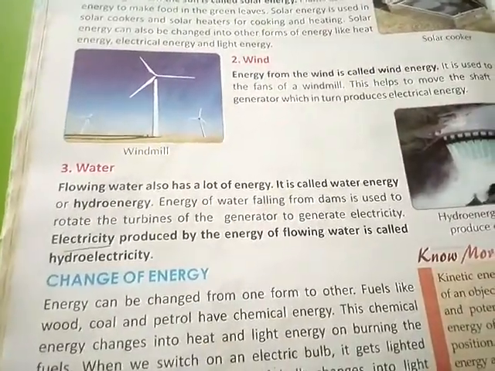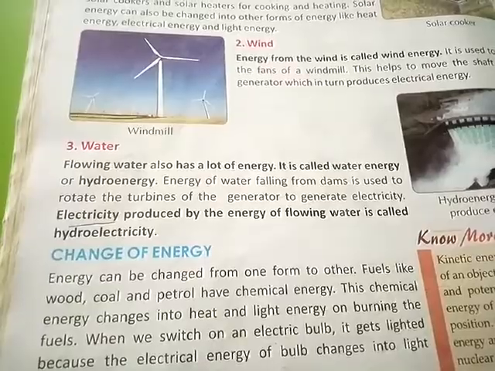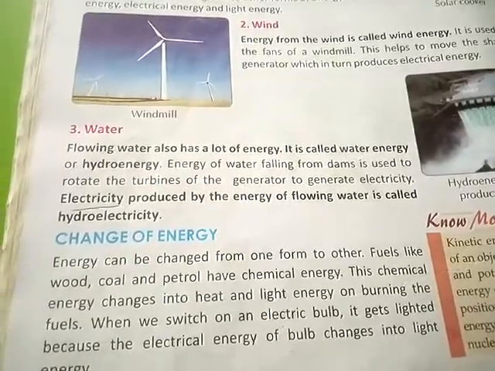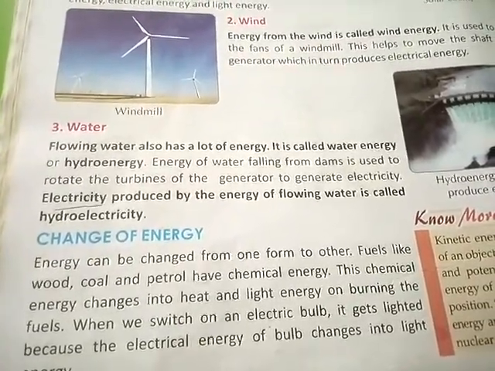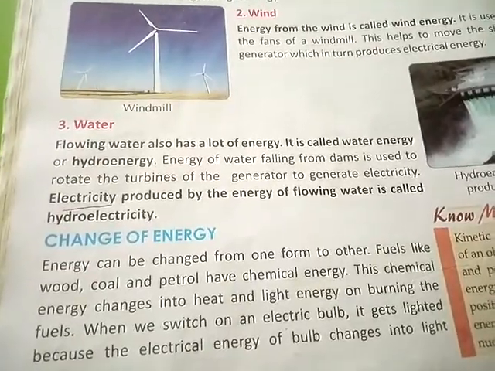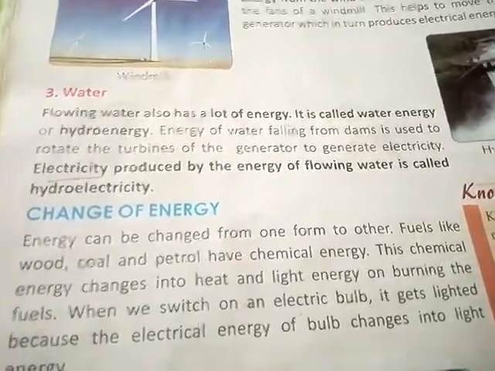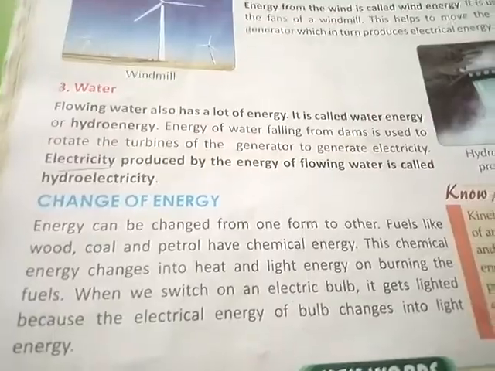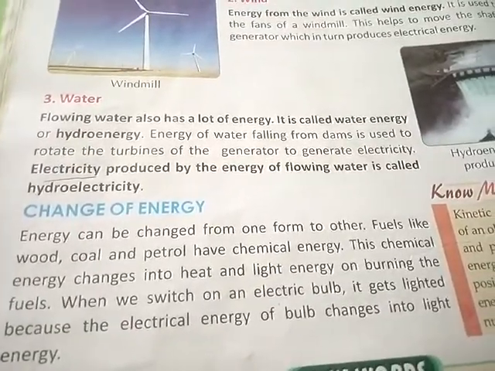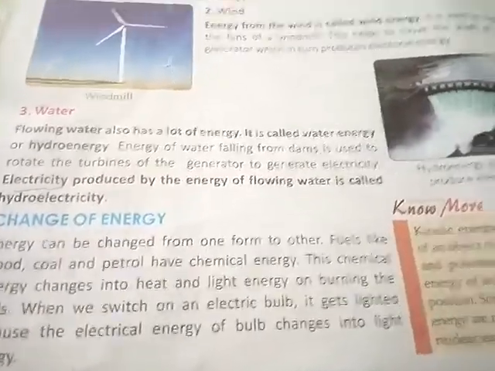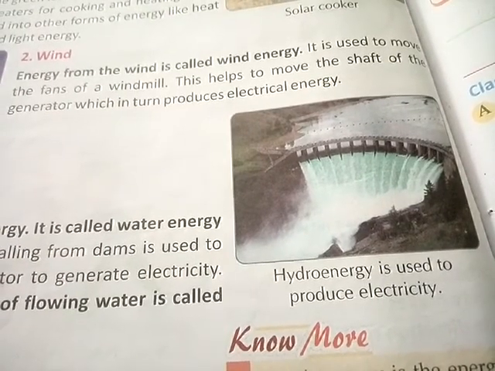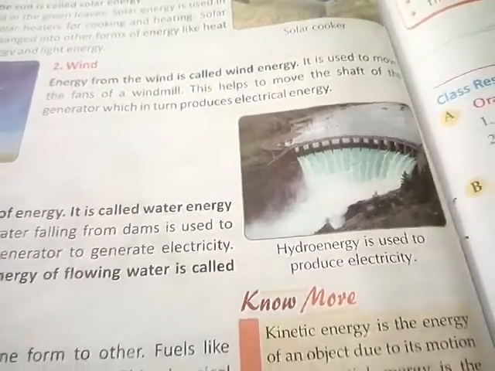Third number, water. Flowing water also has a lot of energy. It is called water energy or hydro energy. Energy of water falling from a dam is used to rotate the turbines of the generator to generate electricity. Electricity produced by the energy of the flowing water is called hydroelectricity. Dear students, it's a picture of hydroelectricity. Hydro energy is used to produce electricity.